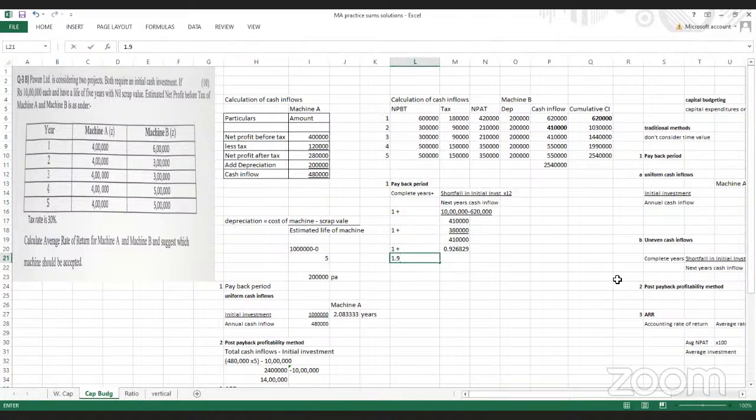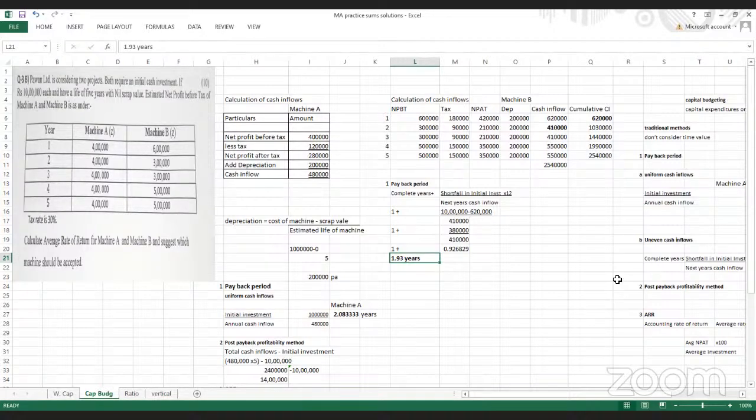I'll just round it up to 3 years. This is my answer for first method, payback period. Okay. Now as per the same method for machine A, it was how much? 2.08 years, right? Payback period for machine A was 2.08 years. And for machine B, the payback period is 1.93 years. So as per this method, which machine shall we select? We have to select machine B, as the payback period is shorter in case of machine B.